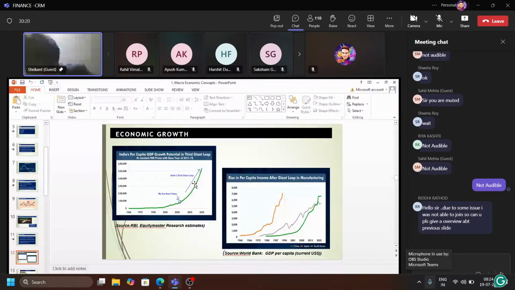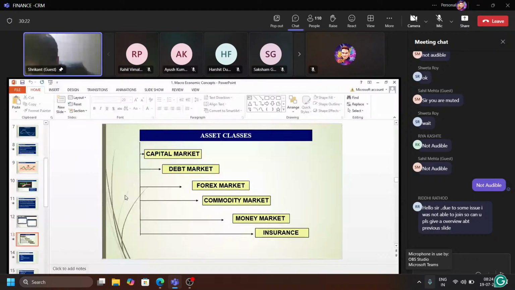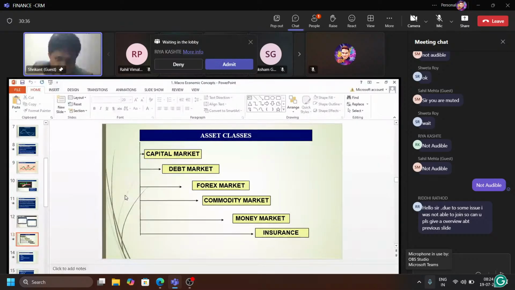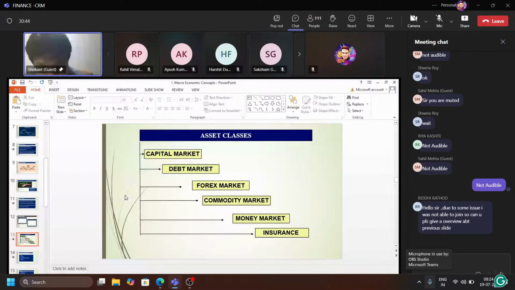Now, here we are talking about asset classes. Okay, in this particular chart, I've got asset classes. Now, these are the asset classes. We've got capital markets, debt market, currency market, commodity market, money market, insurance market. Now, all these markets, okay, they tell you where the economy is heading, right?